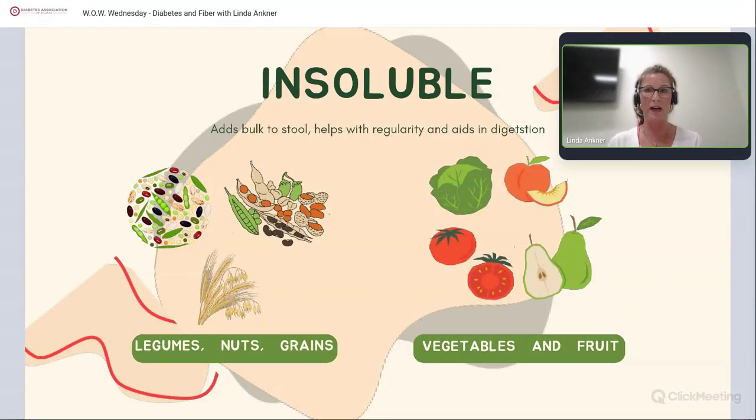Both forms of fiber work in different ways, but they both have kind of the same end goal. And some are found in different foods and some are found in the same foods.